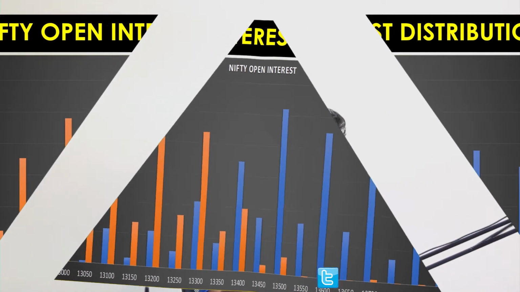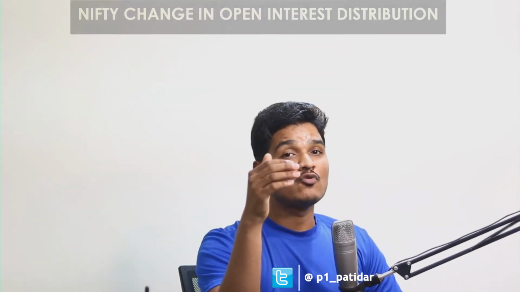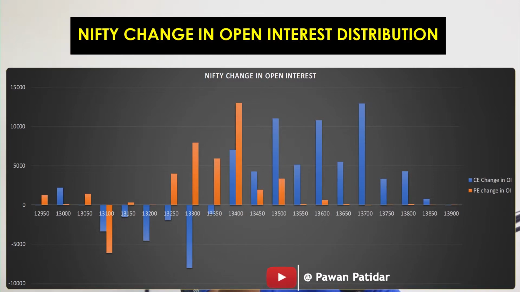Now let's analyze Nifty change in open interest and find out where the support and resistance lie. If you see here, you will be able to say that support is at 13,400 and the resistance is at 13,700. If you see this change in open interest graph alone, you will be able to say that Nifty might be bullish, because it is currently trading near 13,400 and still it is showing that it will go up. So these are the support and resistance based on the change in open interest.